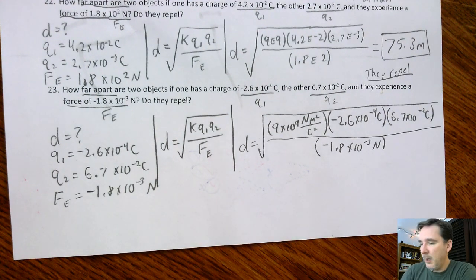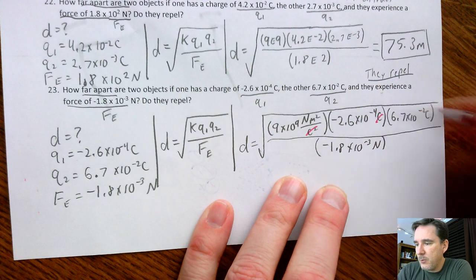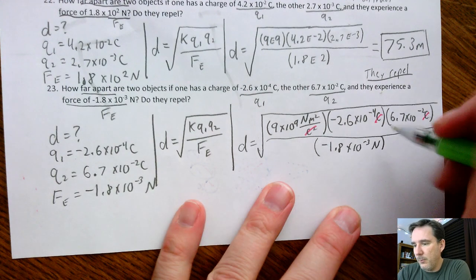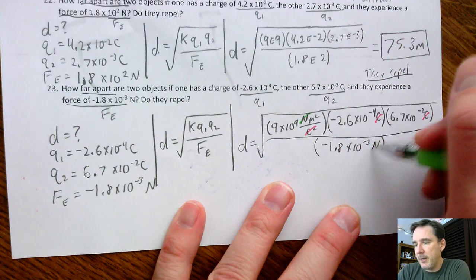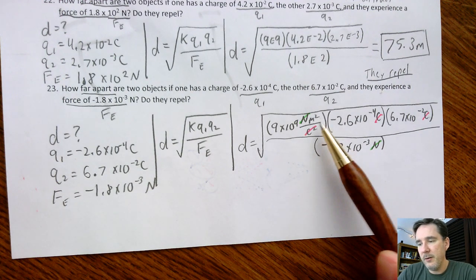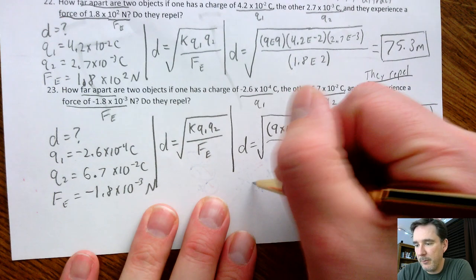Okay, like before, these coulombs squared will get canceled out by this coulomb and that coulomb being multiplied together. And the newtons in this case is going to get canceled out with the newtons on the bottom, leaving us with meters squared, which will get unsquared by the square root. So that's where that comes from.